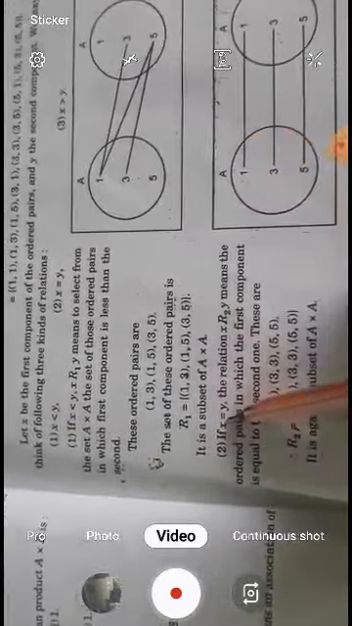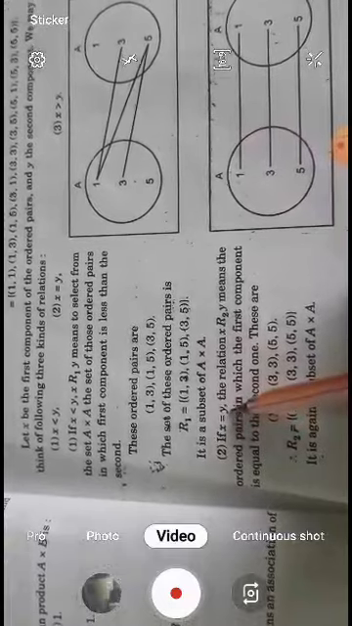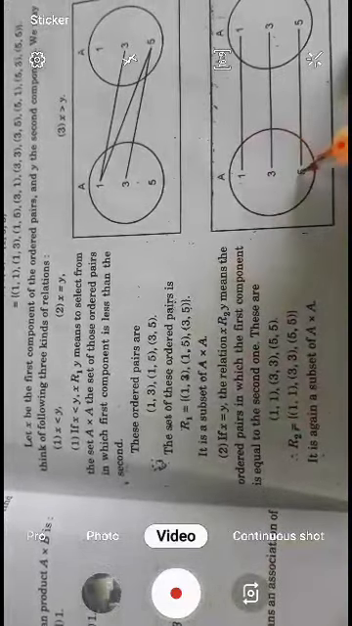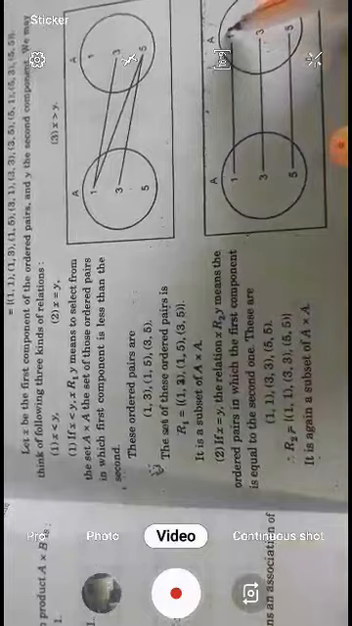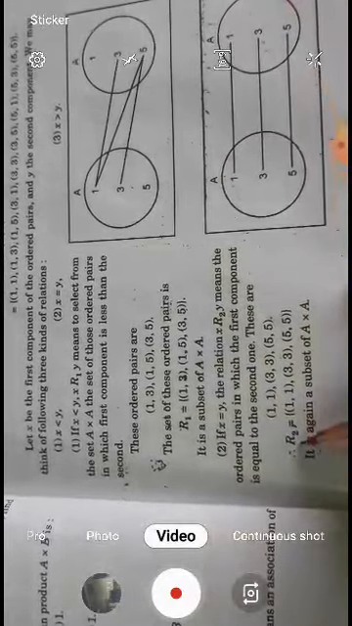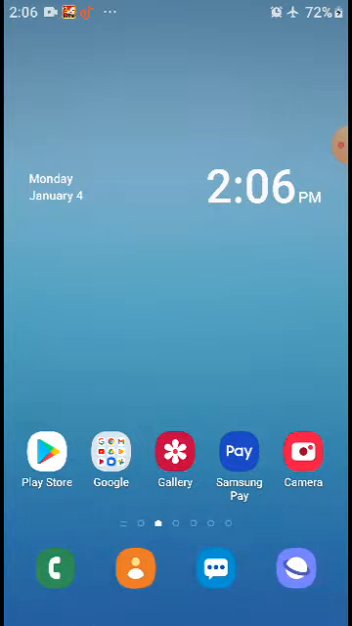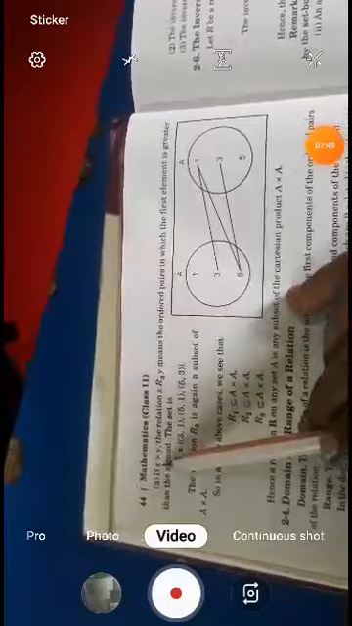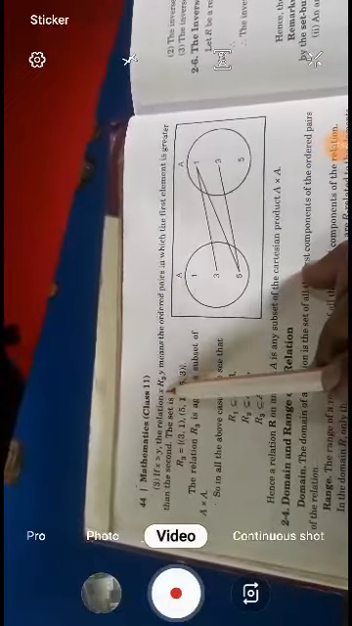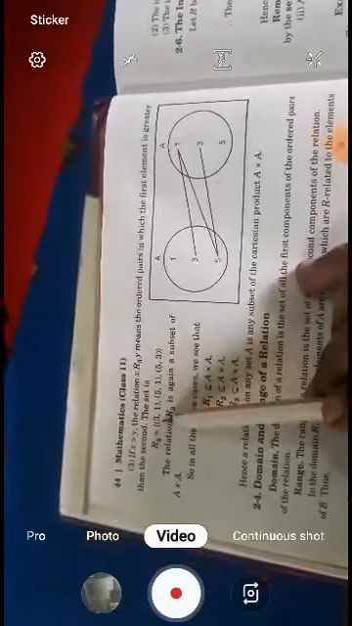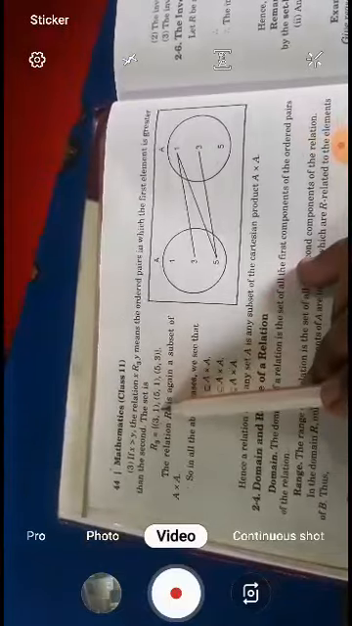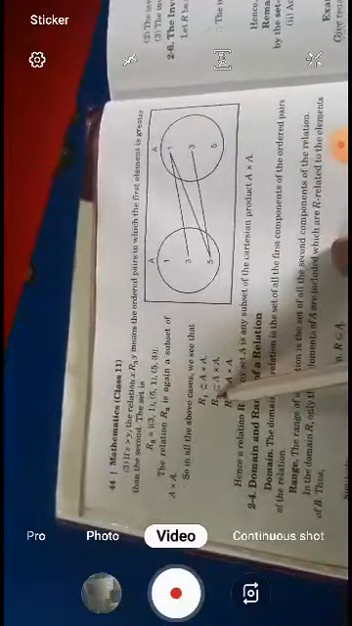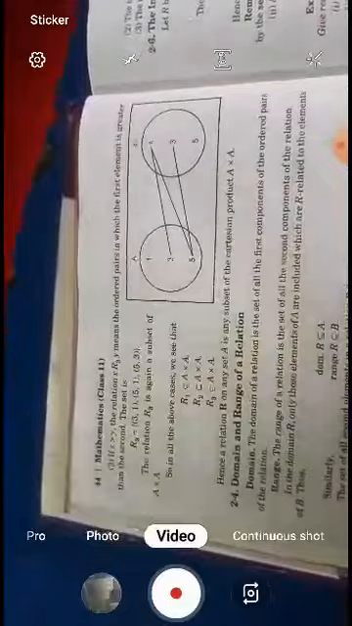Similarly, if we take the same element, then (1,1), (3,3), (5,5) in A × A. This is the second relation. If we take x greater than y, the relation x R3 y means the x value is greater than y. So R1, R2, R3 are subsets of this.